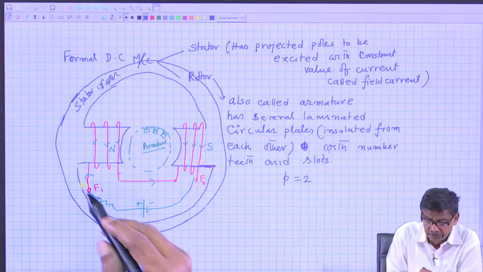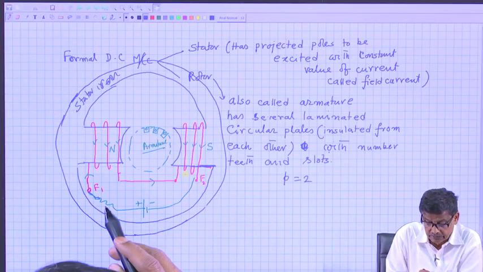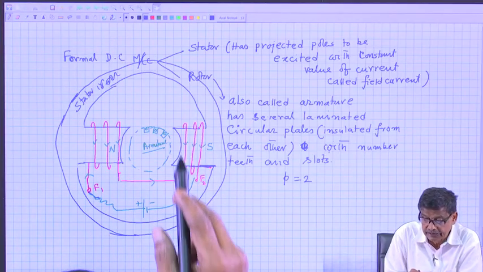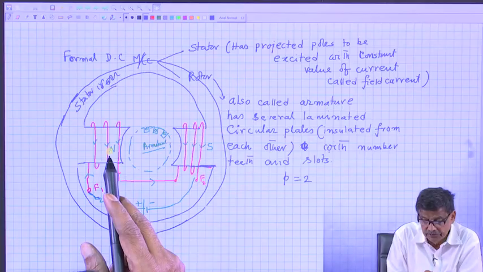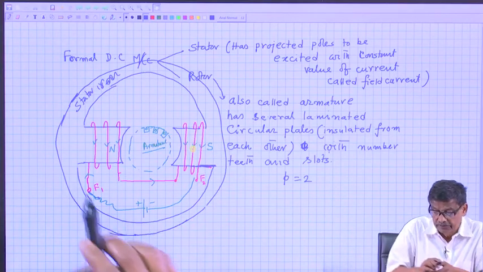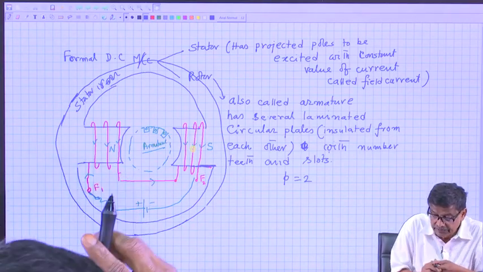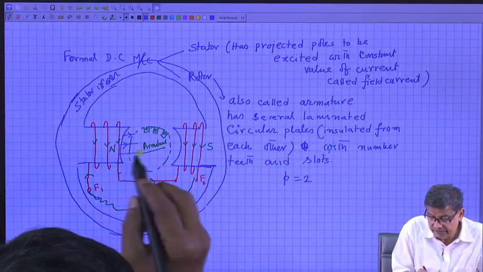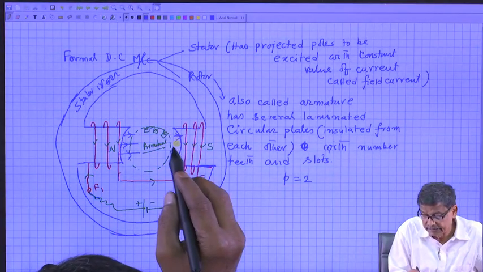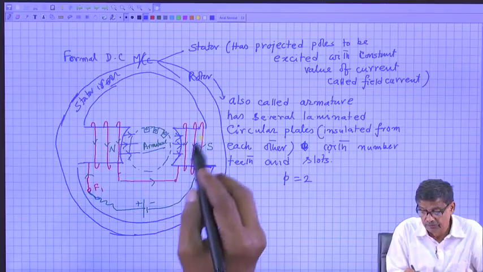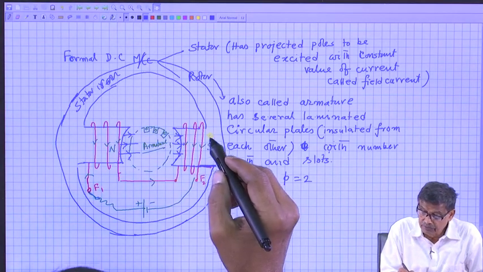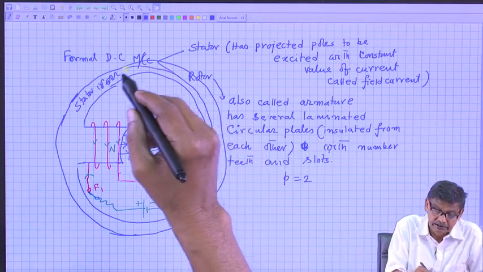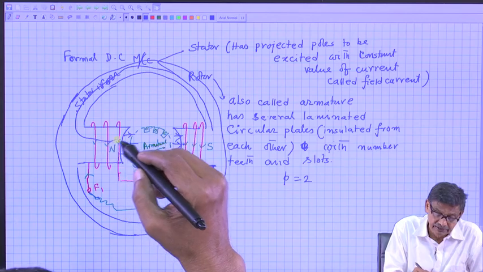and these two can be suitably connected so that when you pass DC current in it, this produces a north pole and a south pole, because this is the direction of the current. So, lines of force will come out from this like this and enter here, creating the south pole, and these lines of force will complete their path through the stator iron like this.